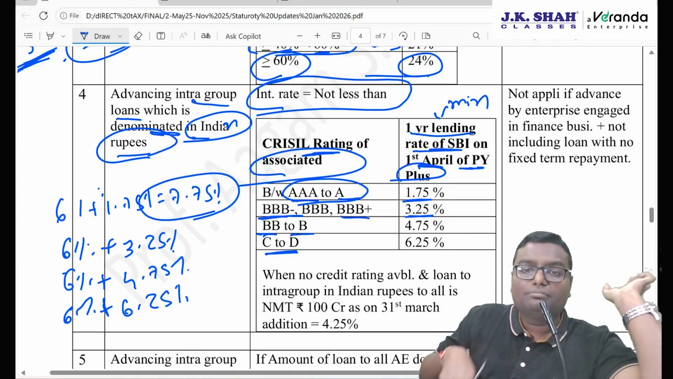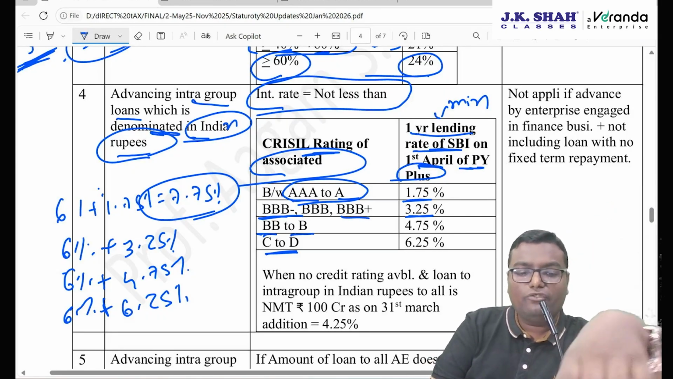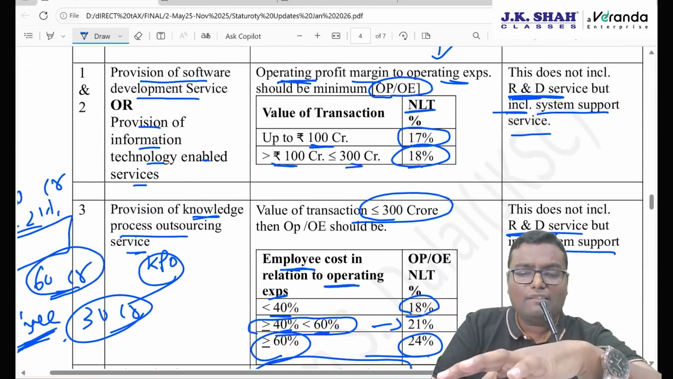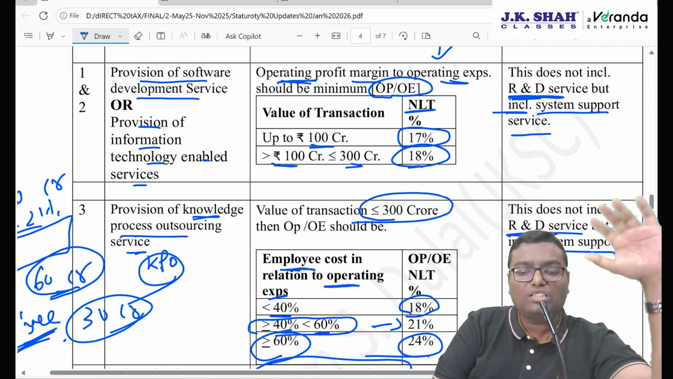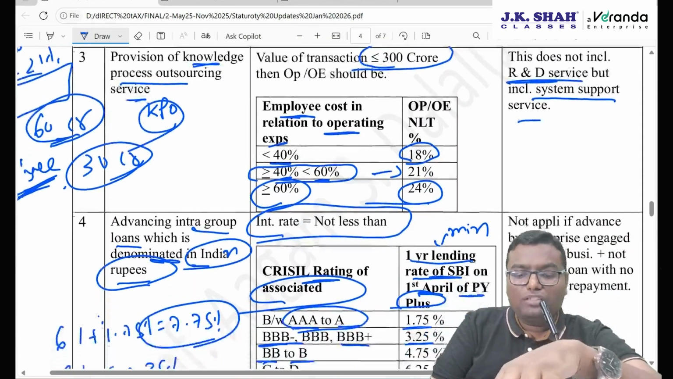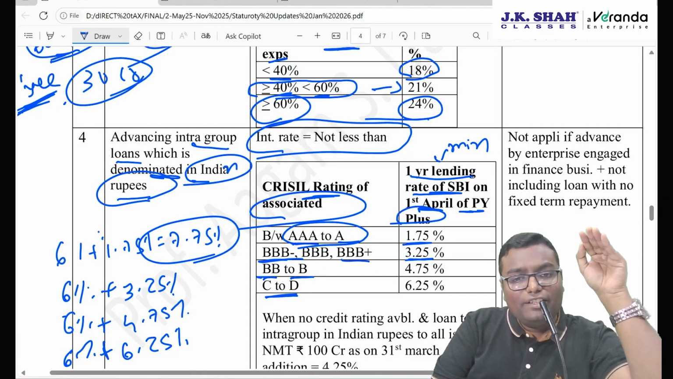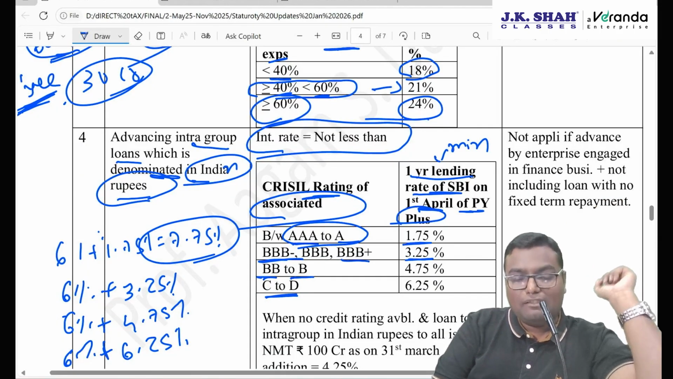as your income. Safe harbor rule is mainly related to your income. If you see, the first, second point is also how much minimum margin you have to charge. Third one was also how much minimum margin you have to charge. Fourth one is also how much interest you have to charge. Fifth one is also how much interest you have to charge. So it is mainly related to revenue, not related to expense.